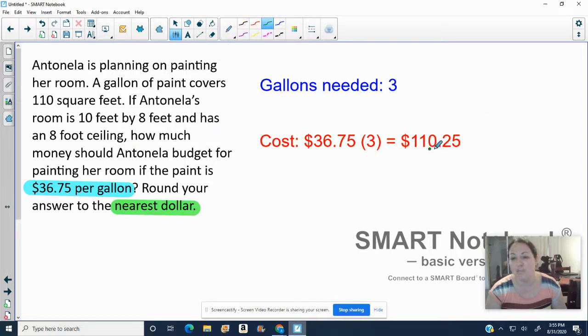Whole dollar means I'm going to round to the ones place. So I'm looking at that tenths place, which happens to be a 2. Since this is 4 or less, this is going to round off, and my cost is going to be an even $110. If I'm going to round that to the nearest whole number, it's just 110. And that's my final answer.